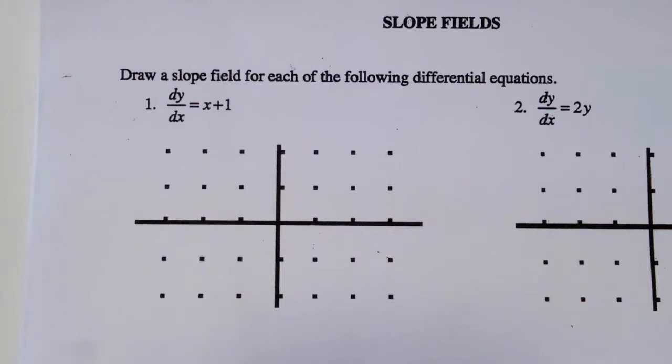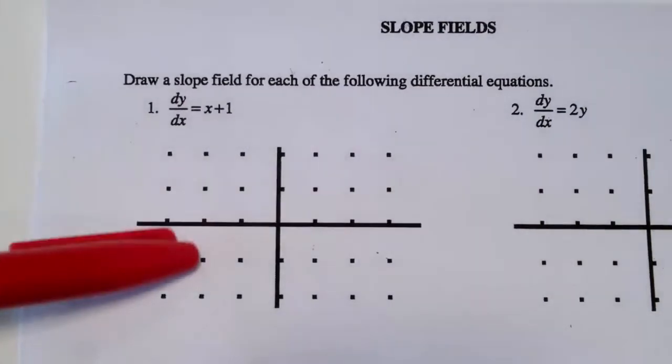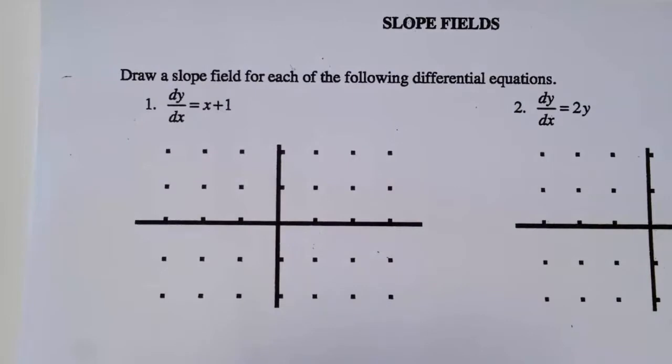This is the first of 3 examples of how to sketch a slope field that I will walk you through. This first one we're going to look at is the differential equation dy/dx equals x plus 1. Now remember, a slope field is a picture of the slopes at infinitely many points in the plane. And each one of these dots you see, this is what a typical slope field graph looks like.